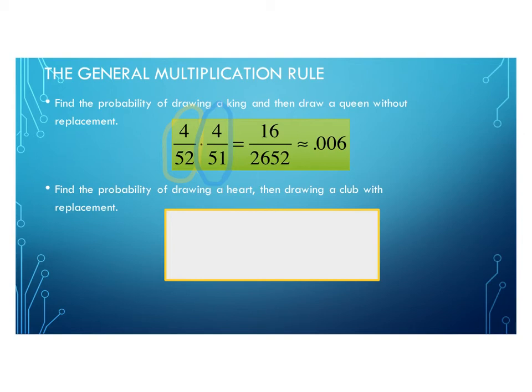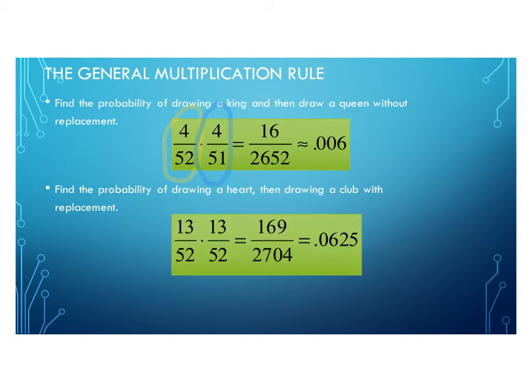If we look at the next example, if we want to find the probability of drawing a heart and then drawing a club with replacement, the probability of us obtaining a heart is 13 over 52, or 1 over 4. And then if I put that card back in the deck, us drawing a club is going to be the same. So 0.0625.